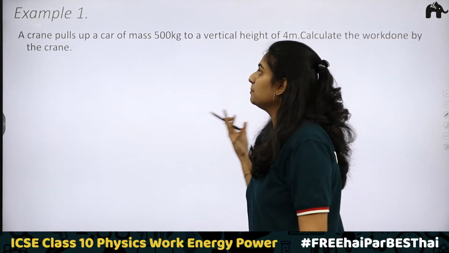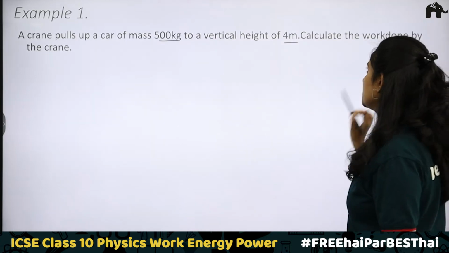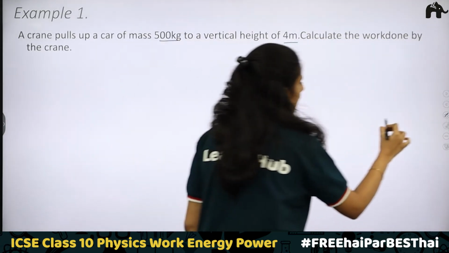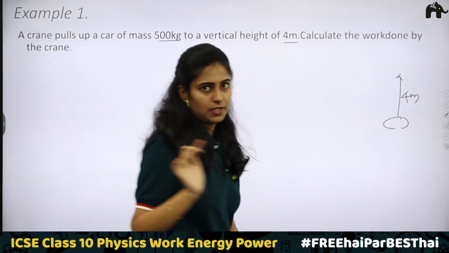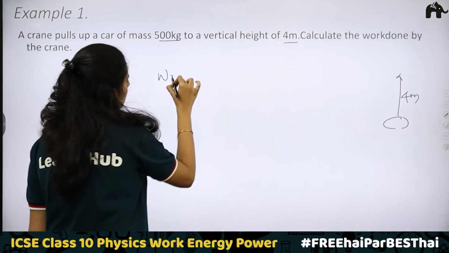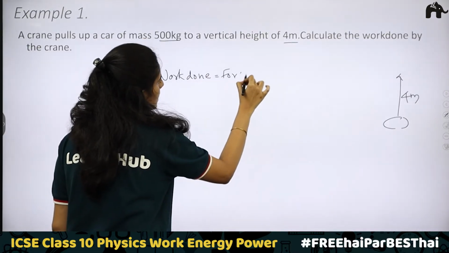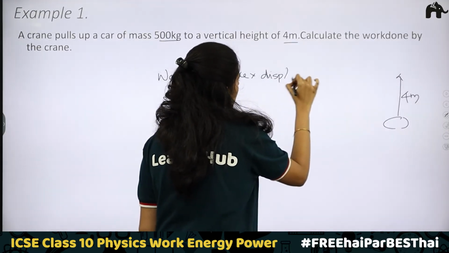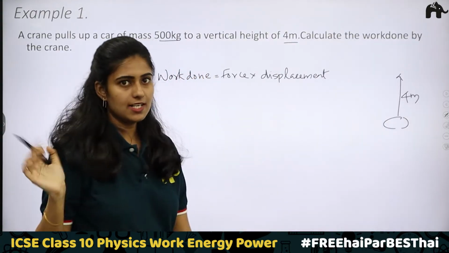Let us take an example. A crane pulls up a car of mass 500 kg to a vertical height of 4 meter. Calculate the work done by the crane. Okay, so the crane is pulling a car vertically upwards. It has moved through a distance of 4 meter. Now, in this case, tell me what is the force. In order to find work done, we need force and displacement. Work done is the product of force and displacement.